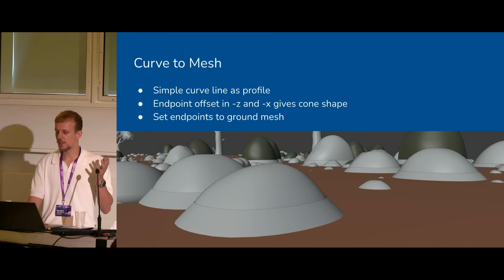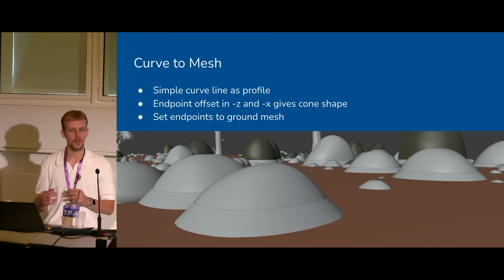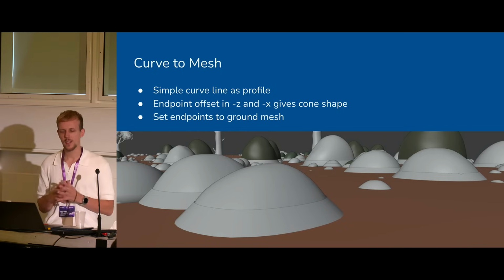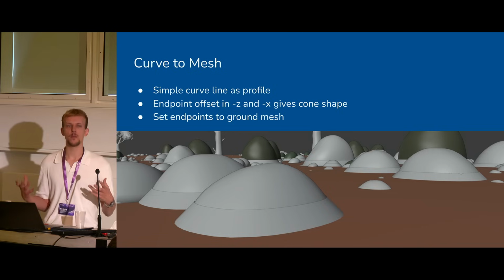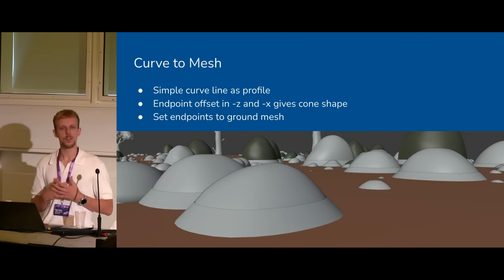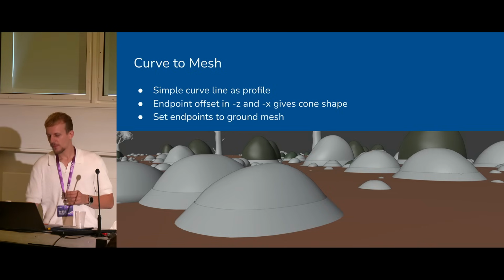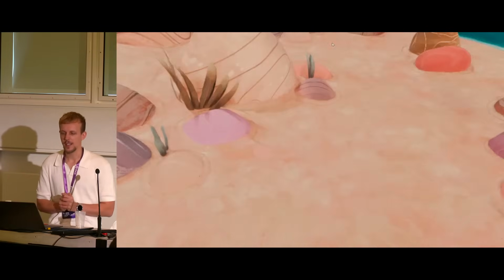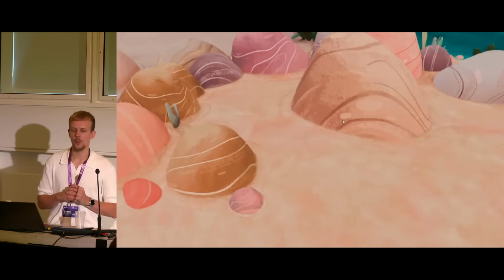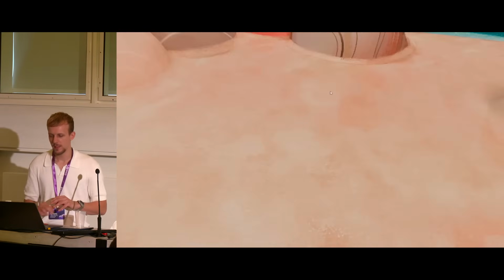And then we just curve to mesh once again, right, with a very simple curve line in this case. And we set the endpoints of those lines to the ground floor, and we again shrink wrap that to the ground surface. So that really gives us a nice blending layer that just works for all the rocks, no manual tweaking needed.